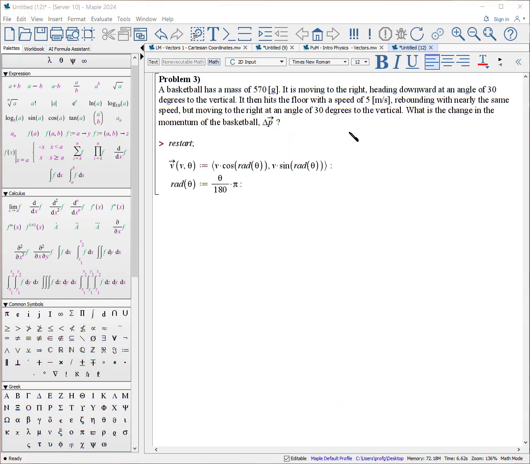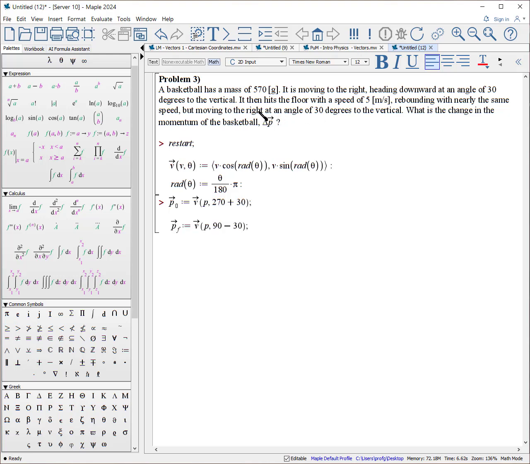And our third problem, again, is a vector problem, but this involves momentum. The ball is traveling to the right, but is bouncing against the floor. It is going down, then bounces back up again. We're interested in the change in momentum of this basketball. Since it's a vector, we'll play exactly the same games using our v and rad formulas.